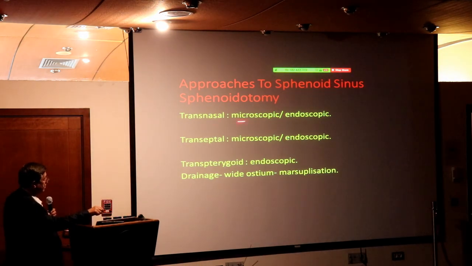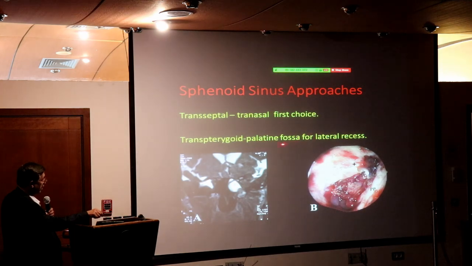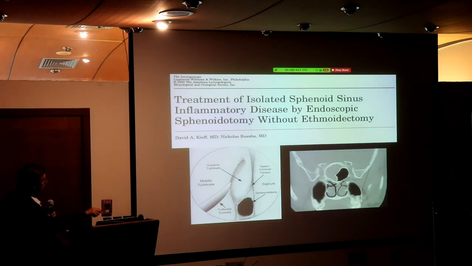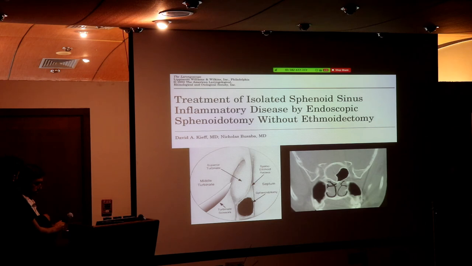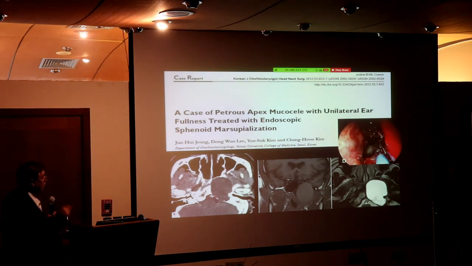Approaches to the sphenoid sinus: you can go transnasal, transseptal, or transpterygoid. It is mainly endoscopic. Transnasal is the first choice, but if you have a lateral recess, then you go with the transpterygoid. Papers: endoscopic drainage of pediatric paranasal sinus mucoceles, pediatric sinusitis for this kind of lesion. Petrous apex mucoceles we can only reach through the pterygoid fossa. Maxillary sinus: open the posterior wall of the maxillary sinus, go to the pterygopalatine fossa, and from there you will reach the petrous apex.